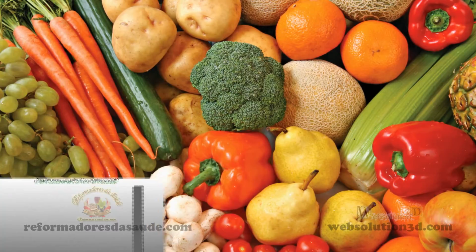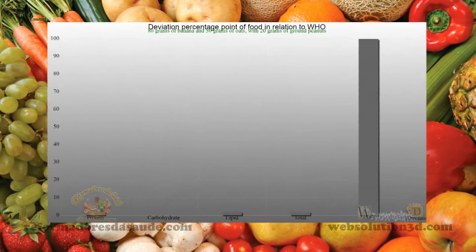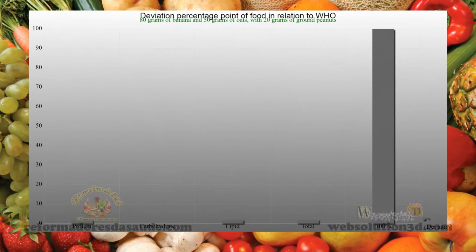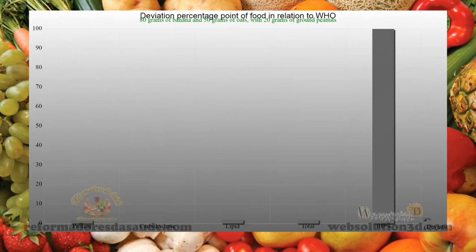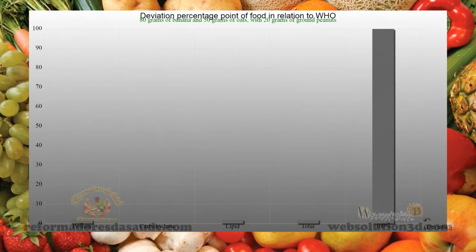Now let's look at how a person eats 80 grams of banana and 50 grams of oats, with 20 grams of ground peanuts. See the chart as it fits the nutrient balance advocated by the World Health Organization. Between the ultra-processed corn snack and a breakfast with natural foods, we see that there is a clear definition of health care in using natural foods.